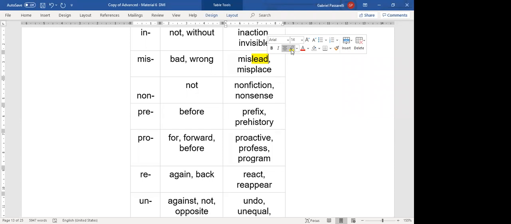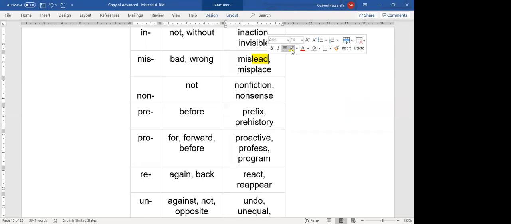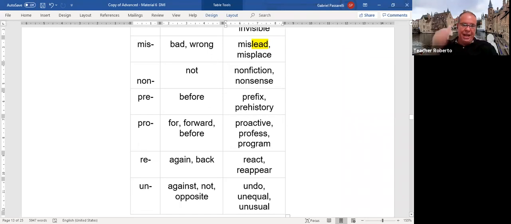Re is just like Portuguese. When we use re in front of a verb, it means to do it again. So, teacher, I did my homework. Yeah, but it's not right. You have to redo it. Redo it. That means do it again. React, like reappear. Appear again. Like Portuguese. When you put your car in reverse, you go back, okay?